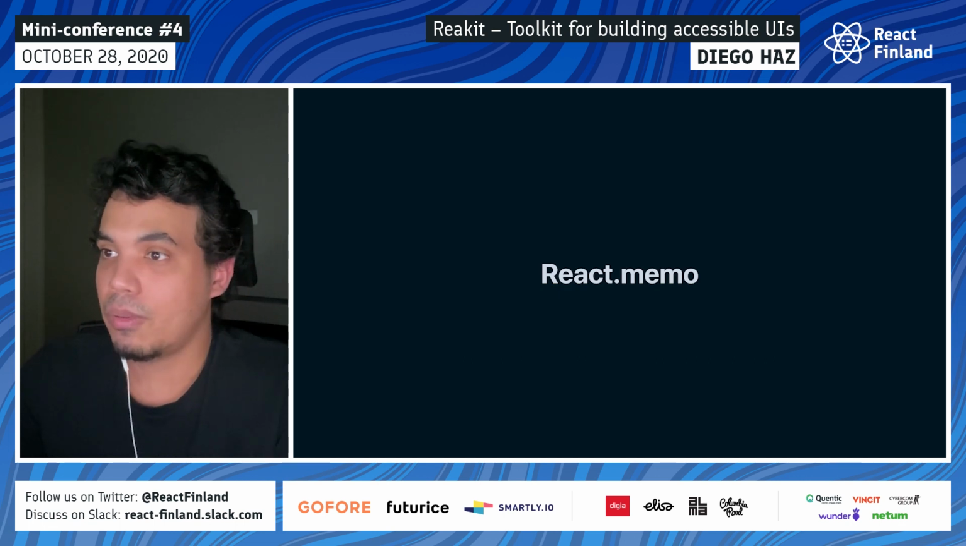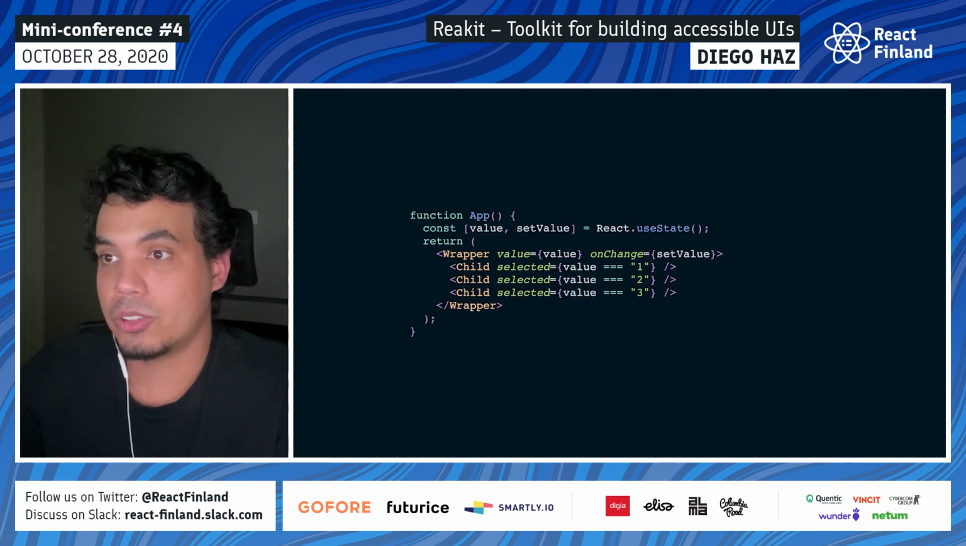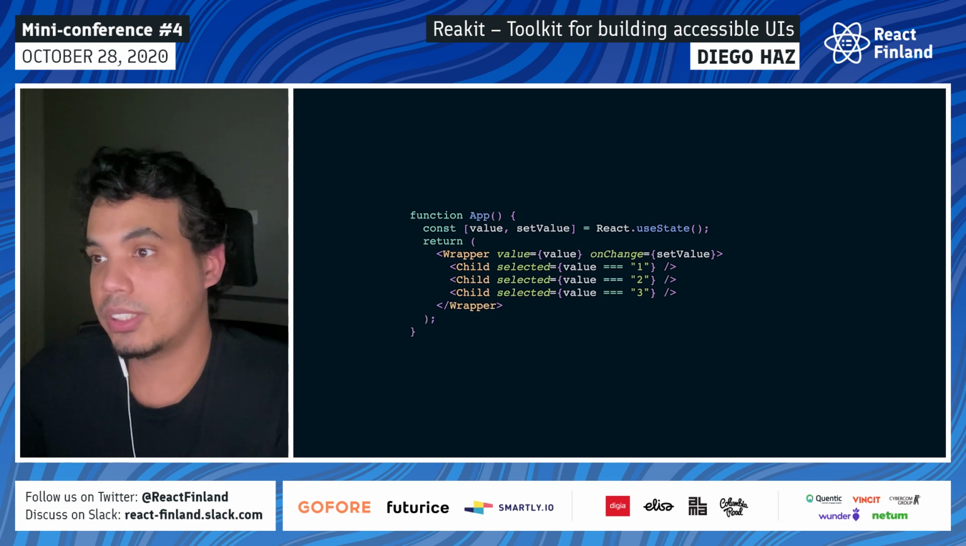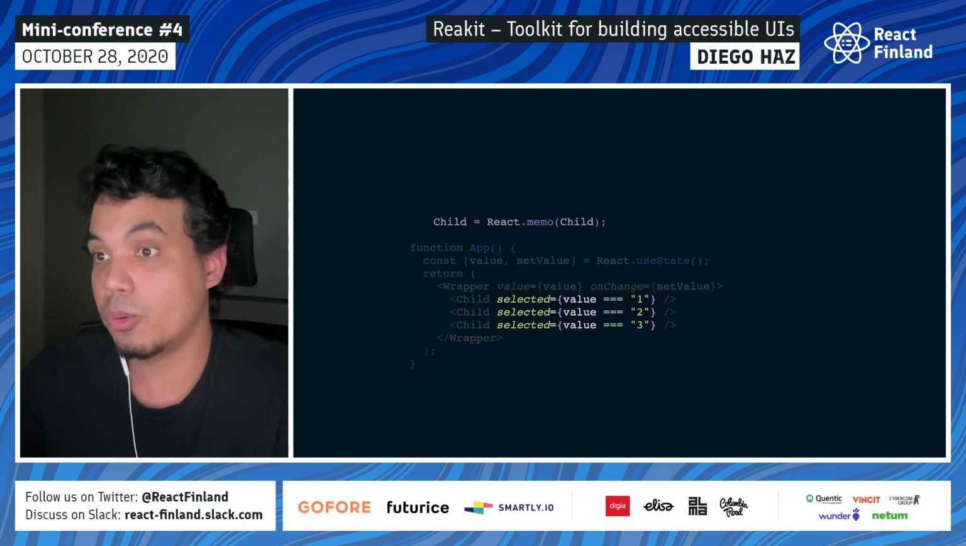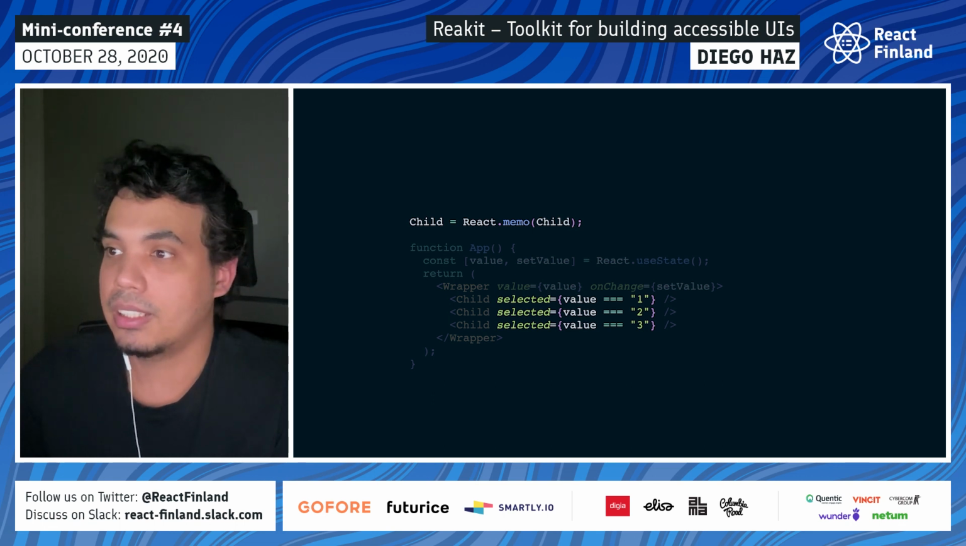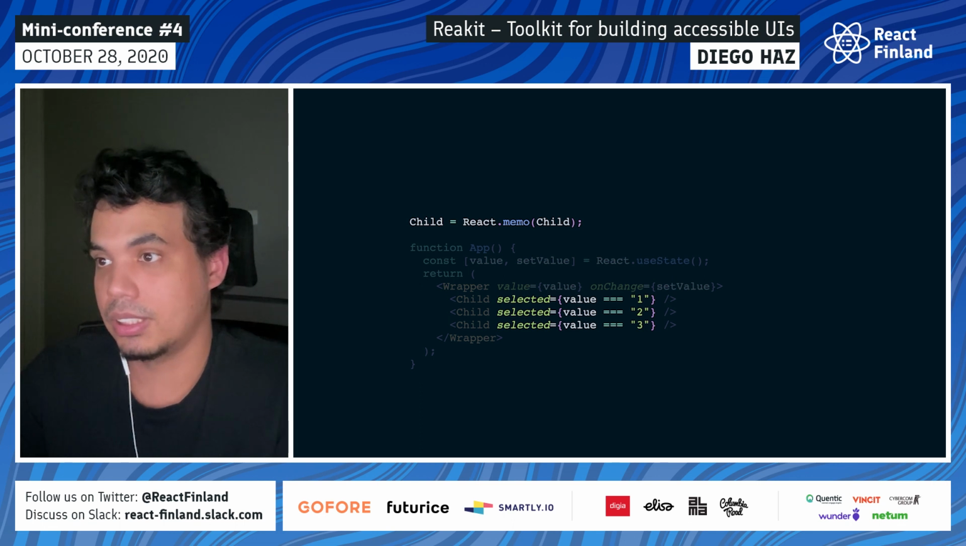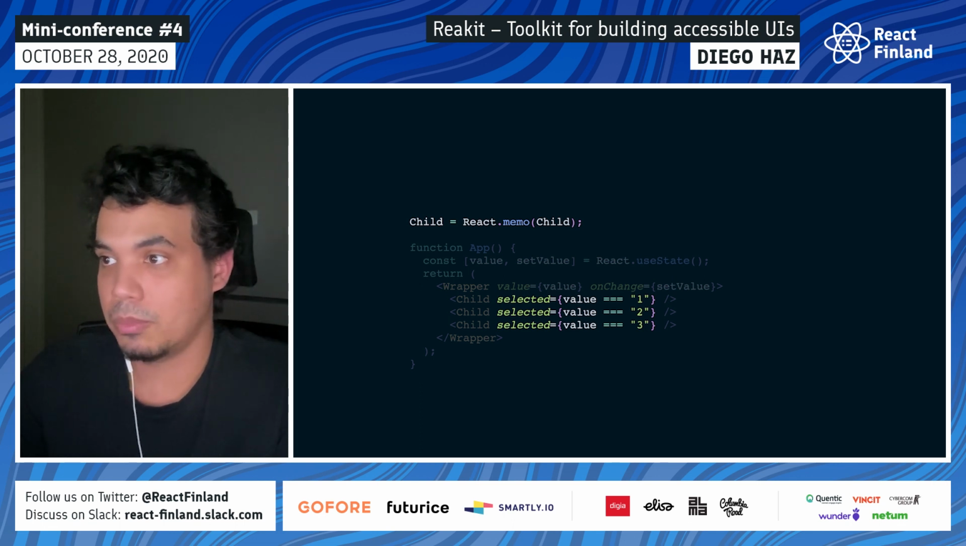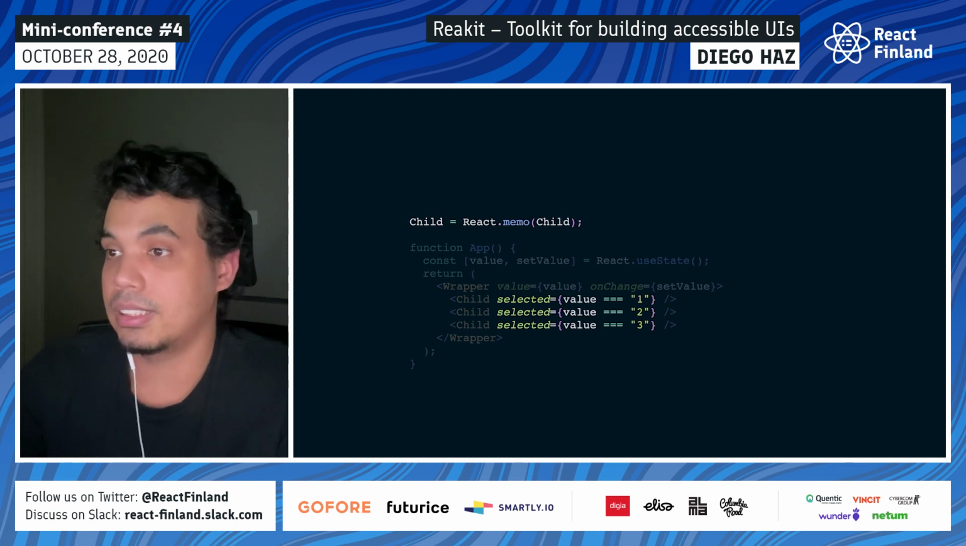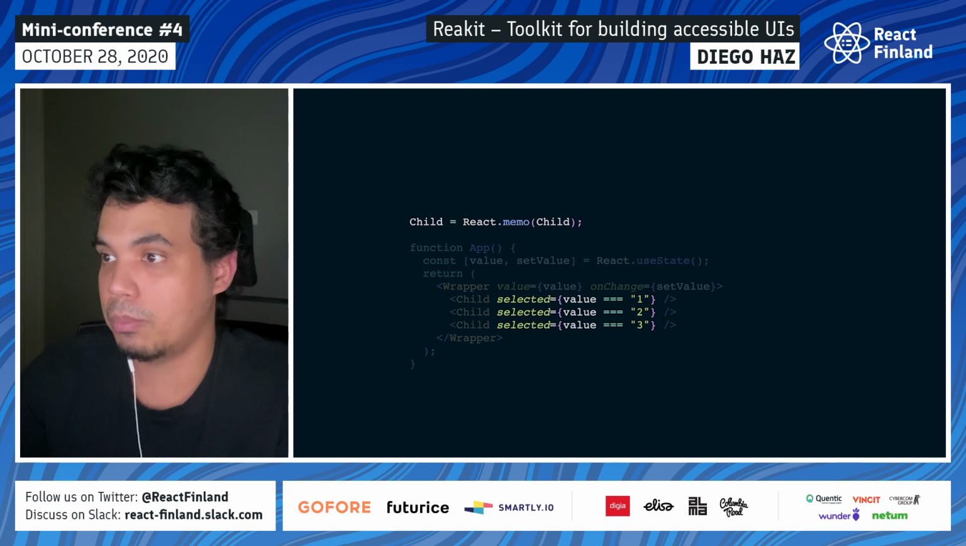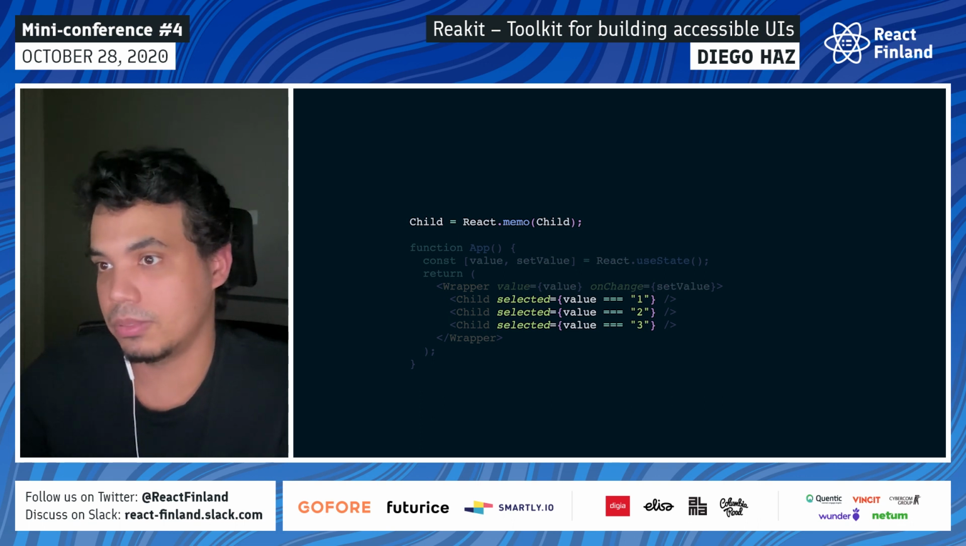Well, another way to solve that is by using React Memo. So instead of state colocation, we could simply use React Memo, and then React would compare the previous props with the next props, and it would only re-render the child component if the props are different. Then the child elements wouldn't be re-rendered every time the local state is updated, but only when this selected prop is modified to true or false.